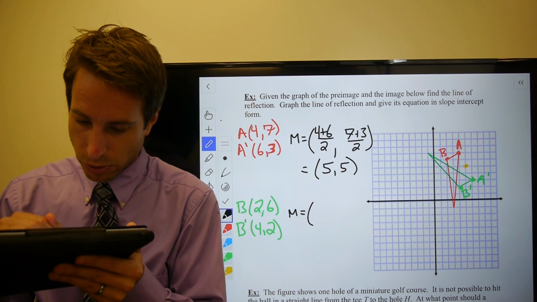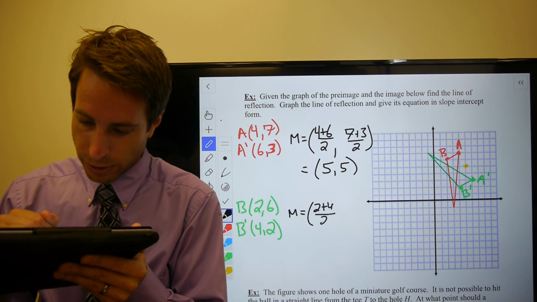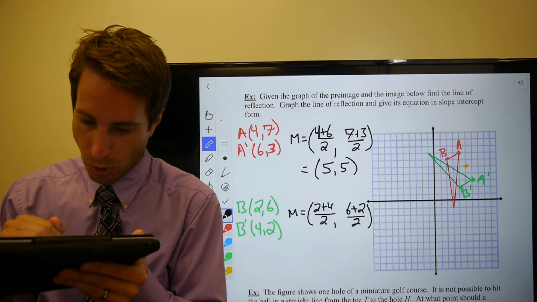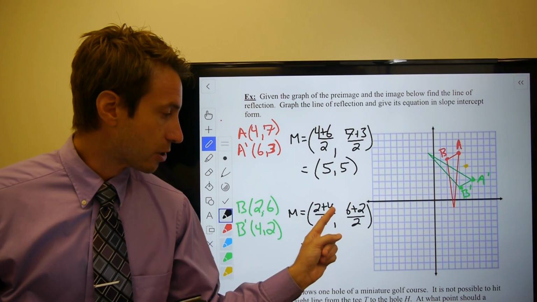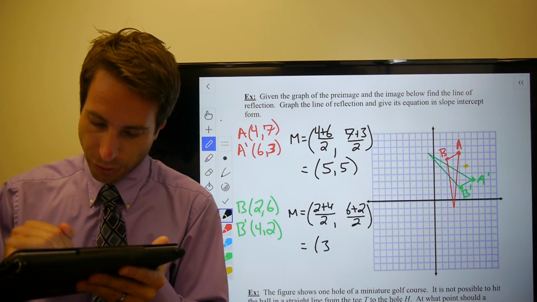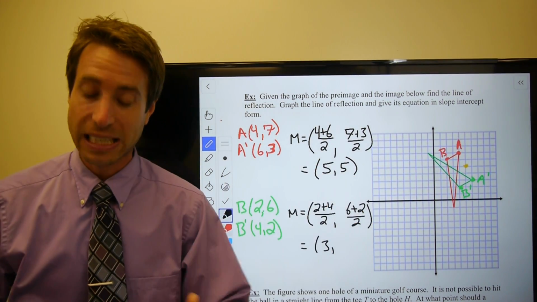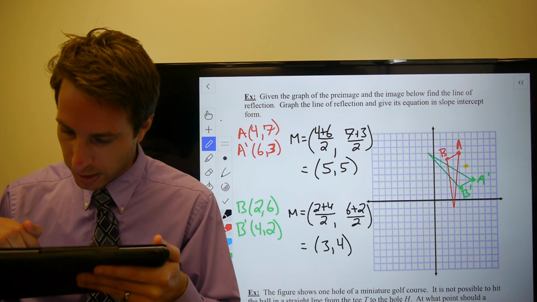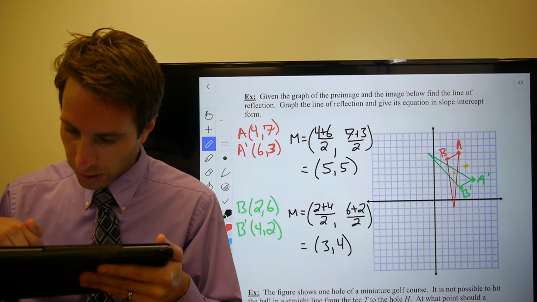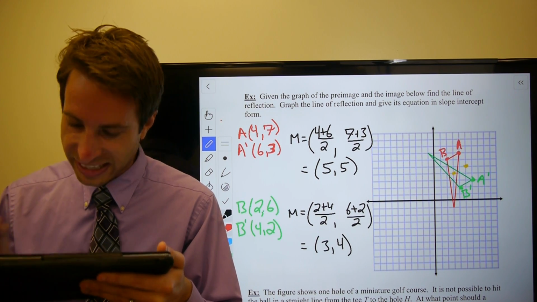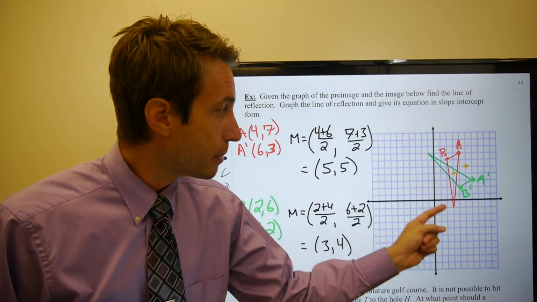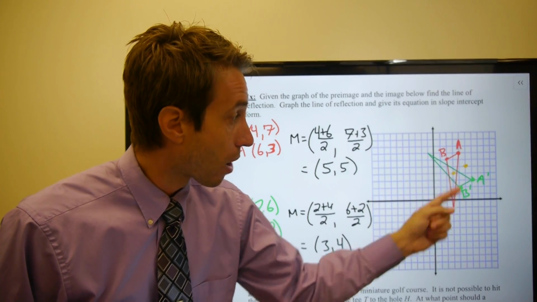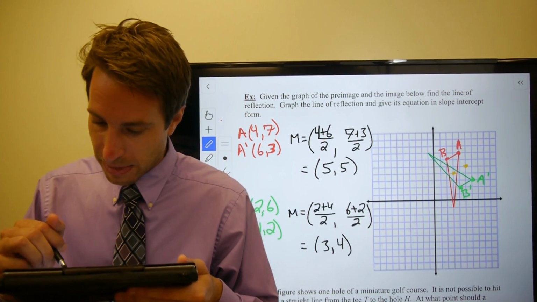Add the x's. So 2 plus 4 divided by 2. That gets me my x-coordinate. 6 plus 2 divided by 2. That gets me my y-coordinate. 4 plus 2 is 6. 6 divided by 2 is going to be 3. 6 plus 2 is 8. 8 divided by 2 is 4. Let's check that one. I get 3, 4. 1, 2, 3. Again, I know it's kind of right there in the center of my two images, but we're looking for the midpoint halfway between B and B prime, and it looks good to me.